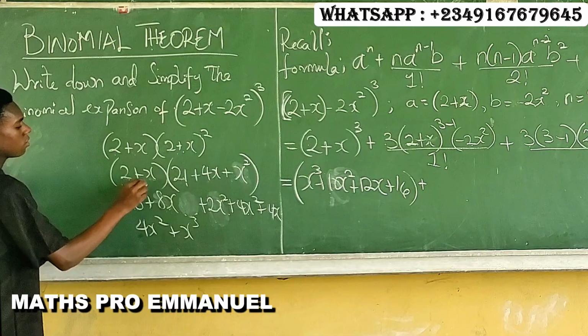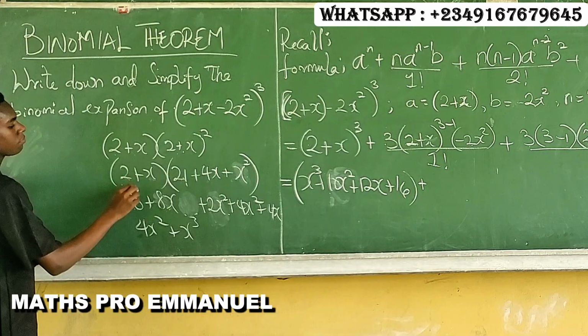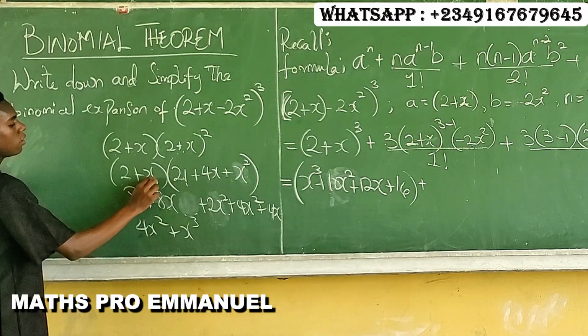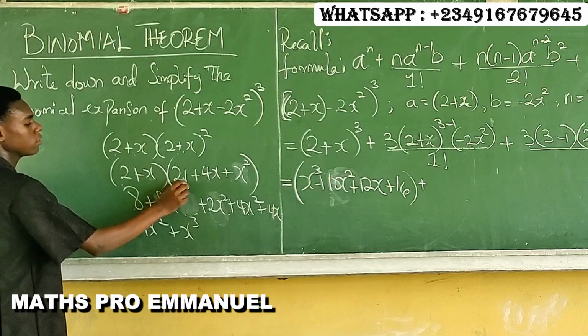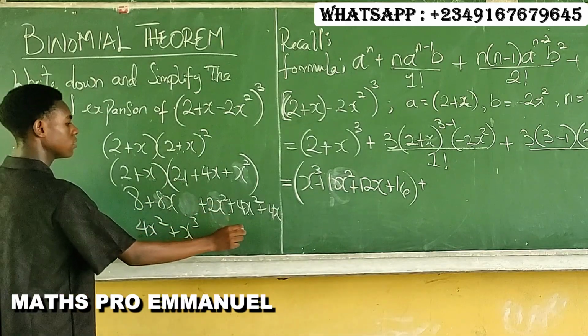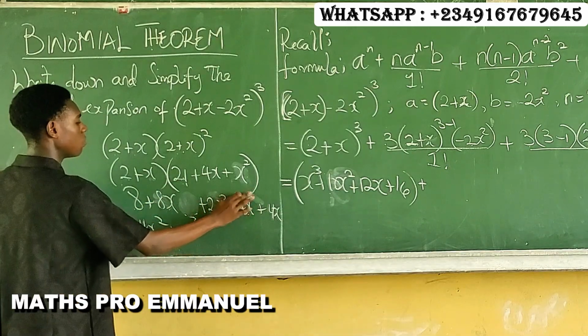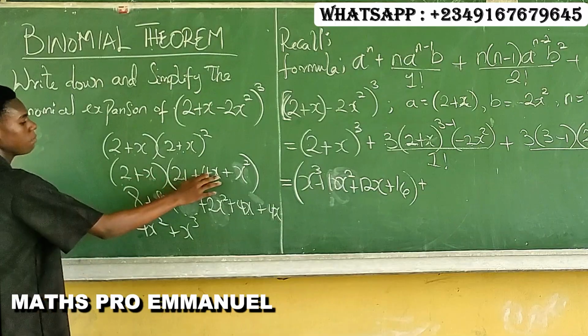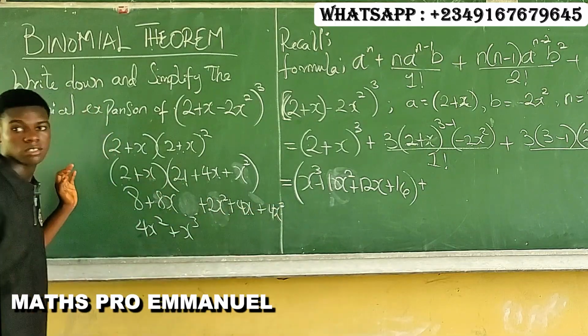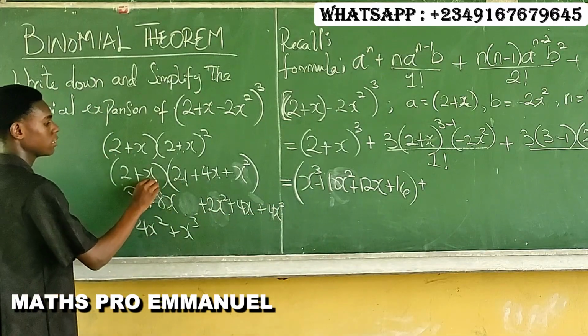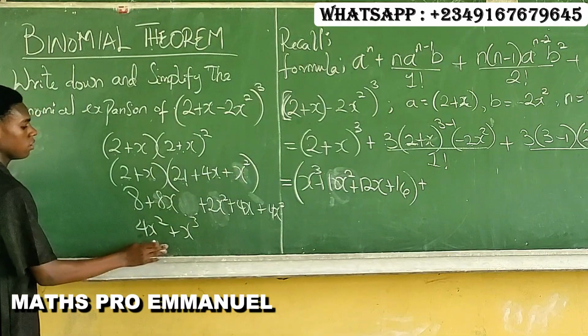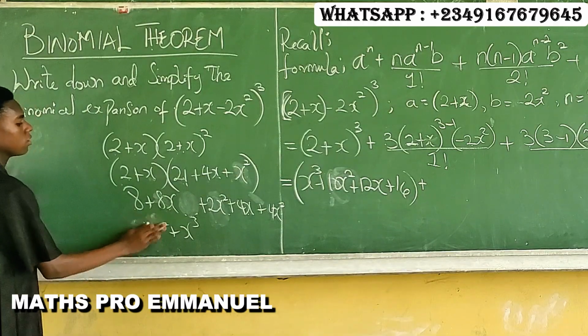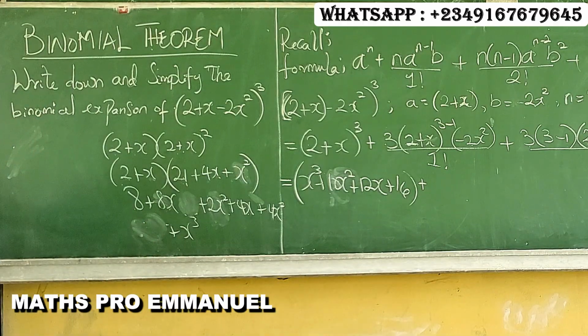Okay, I'm done with that. Now the next one is x. x times this is 4x. There's no square. 4x. Then x times this, I have 4x squared. Then x times x squared, I have x cubed. So there's nothing here. So now I'm going to add all of them.